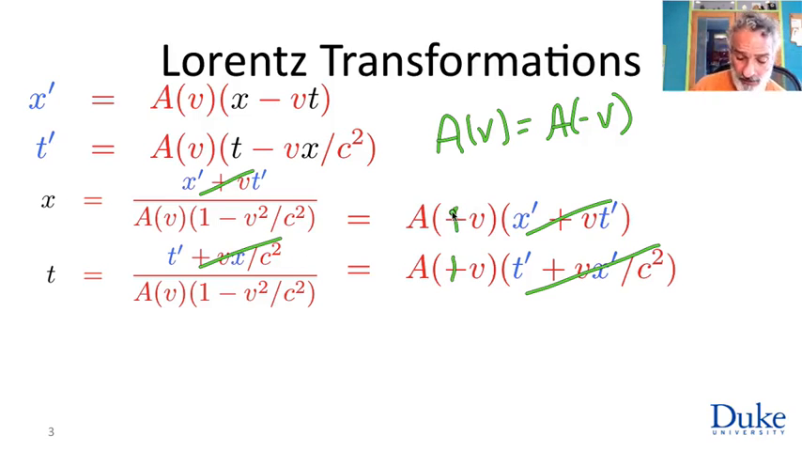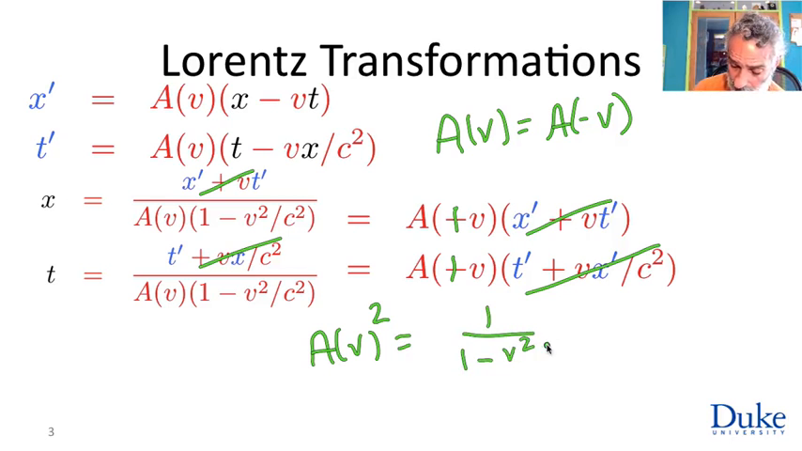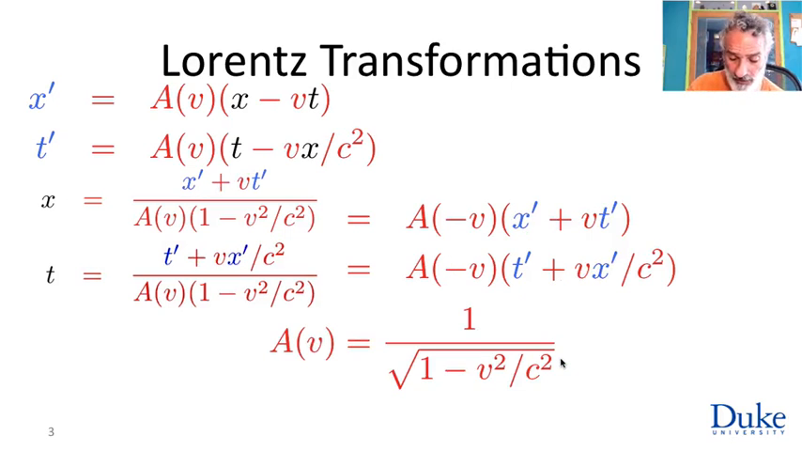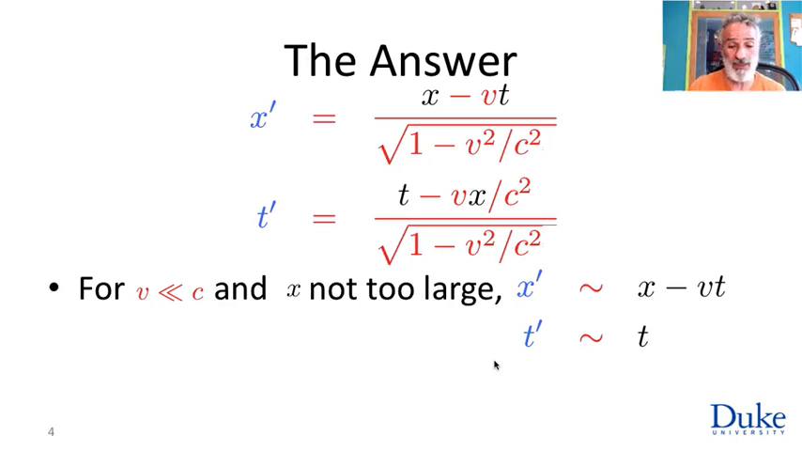Multiplying through by A of v, we find that A of v squared, therefore, is equal to 1 over 1 minus v squared over c squared. Taking the square root, we have our answer. A of v is 1 over the square root of 1 minus v squared over c squared. Plugging that back in, we have derived explicitly the Lorentz transformations that form the core of the theory of special relativity, and we will be studying them carefully.